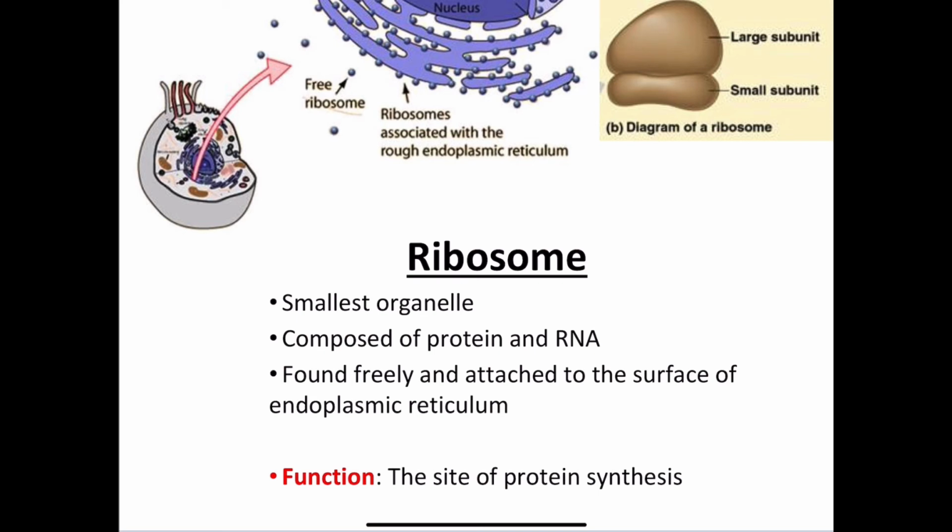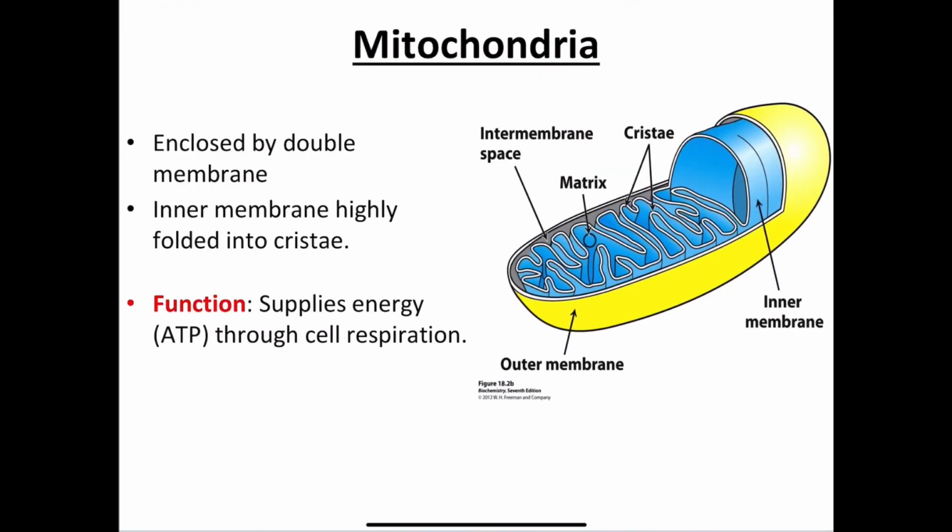Di mana kita boleh jumpa ribosome? We can find it freely. So maksud dia berada di cytoplasm dan dia tidak attach, tidak melekat kepada any other organelle lah. So dia sendiri saja di cytoplasm, atau kita boleh jumpa dia attached to the surface of ER dan membentuk rough ER. Macam yang kita tengok di rough ER tadilah, there are many ribosomes attached to the surface. So fungsi ribosome is to synthesize protein, the site of protein synthesis, kawasan di mana protein akan dihasilkan.